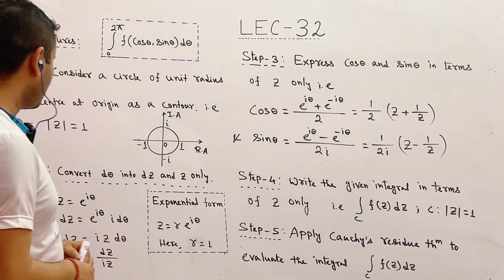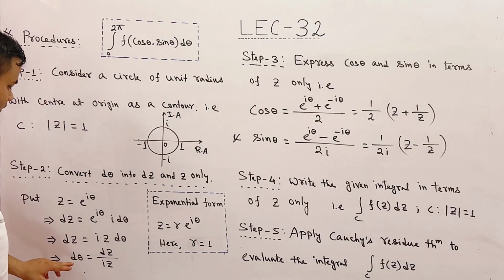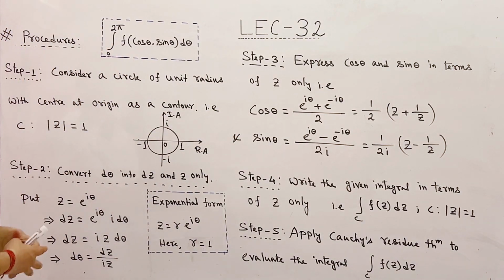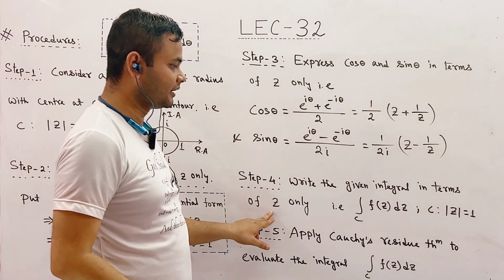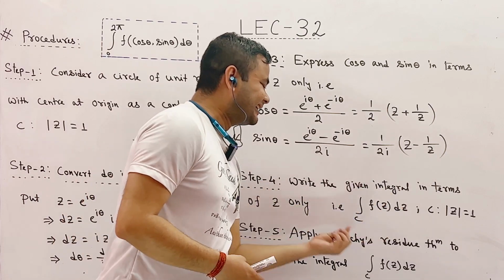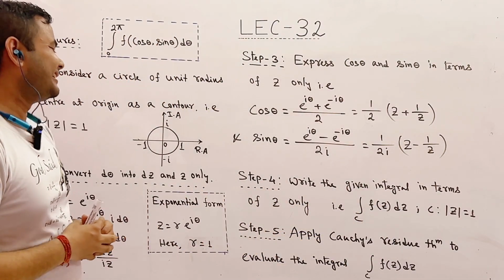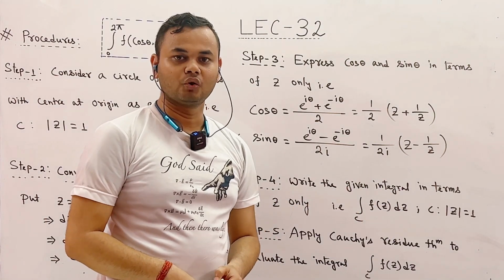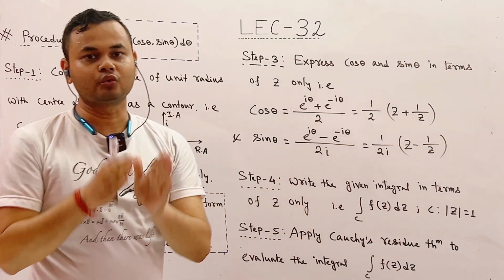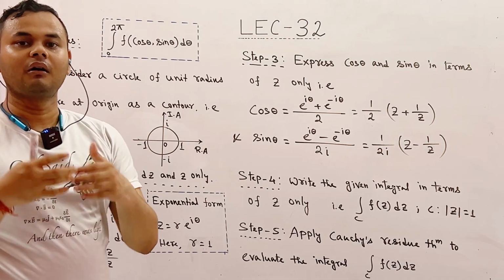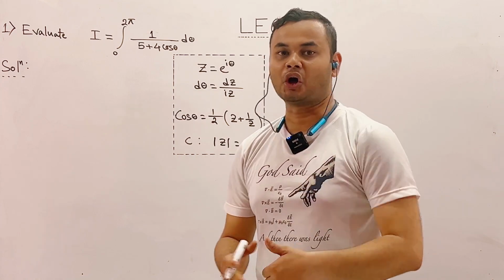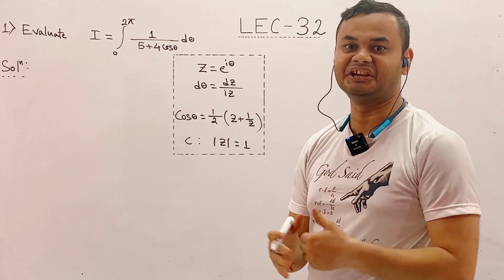In step number 4, we have to substitute the values of d theta, cos theta and sin theta here, and finally we will get an integral in terms of z only, and then move to step number 5. So after getting this integral, we have to evaluate this integral by using Cauchy's residue theorem, which is integration along closed curve C f of z dz is equal to twice pi iota into sum of residues at the poles within the closed curve C. Okay? Next, let us solve some numerical problems to understand the theory part.